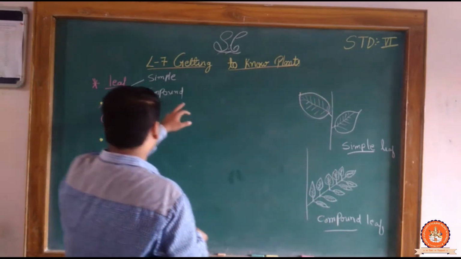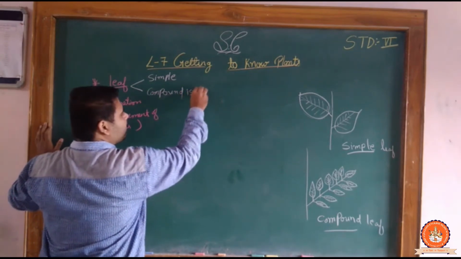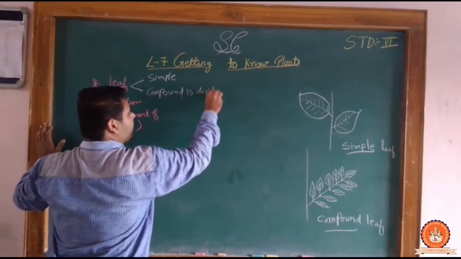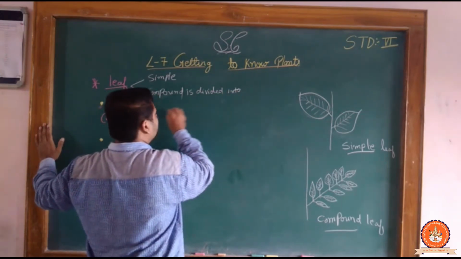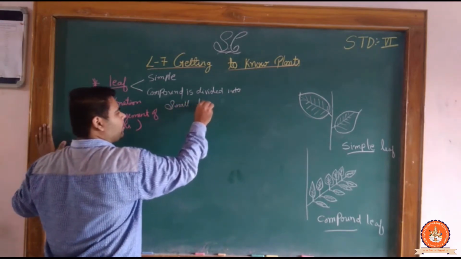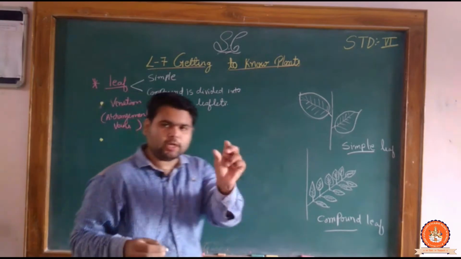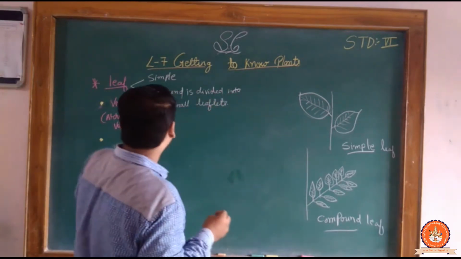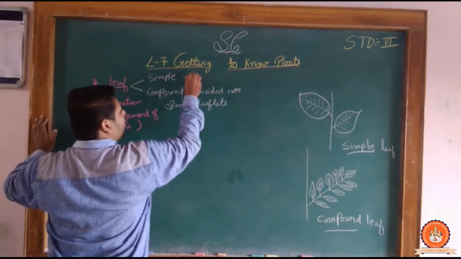So the compound leaf is divided into small leaflets, small leaves that come off. The simple leaf is not divided.